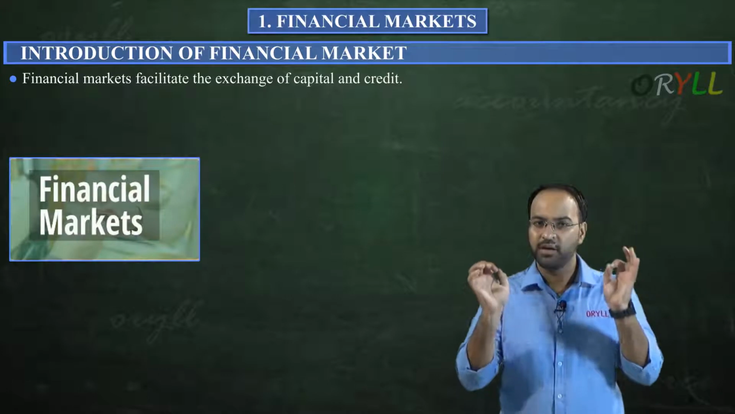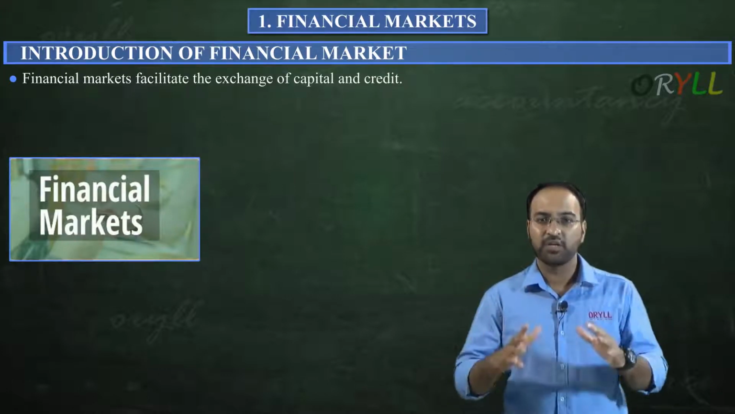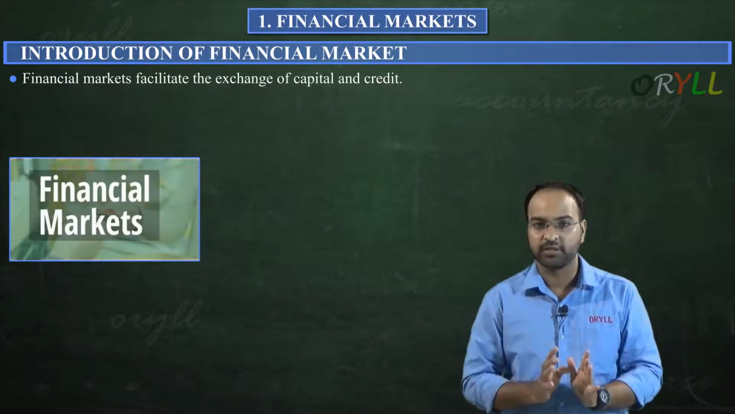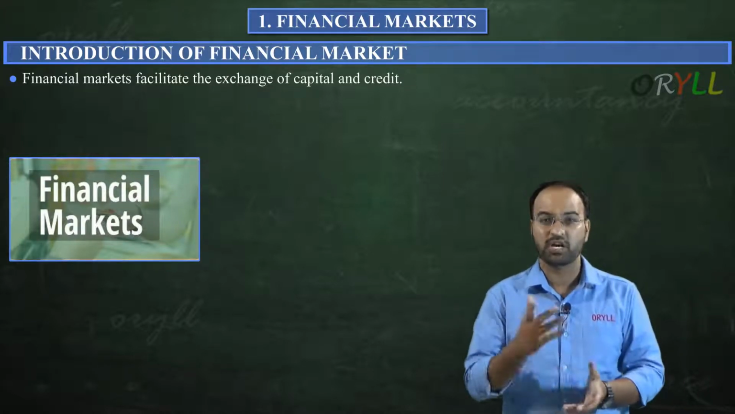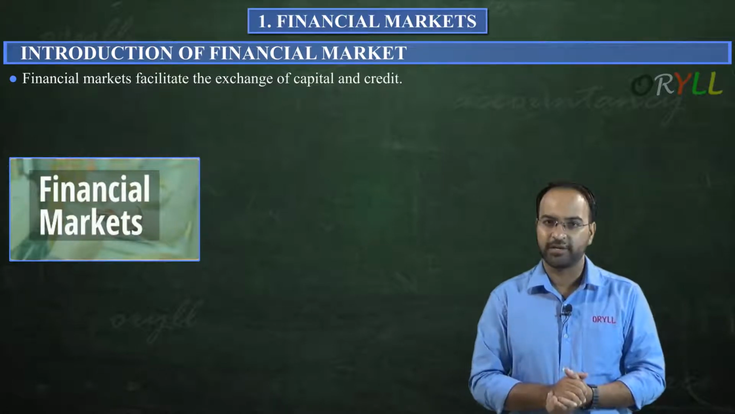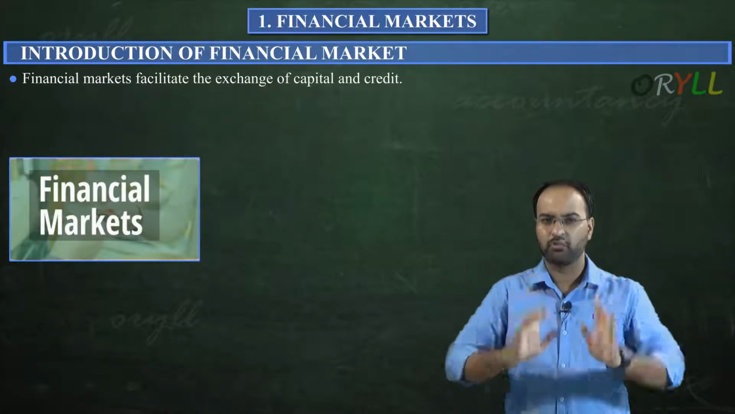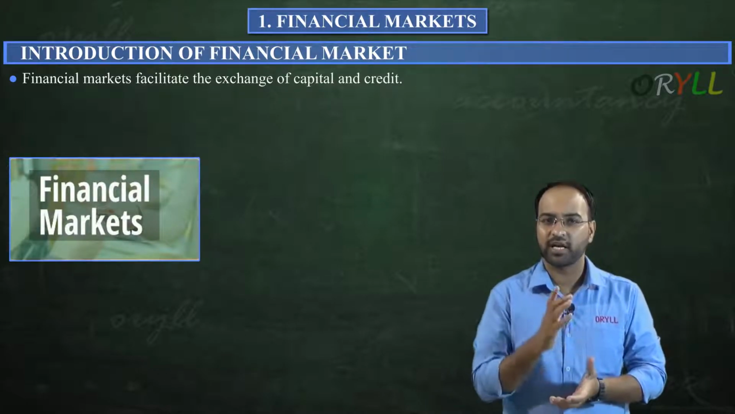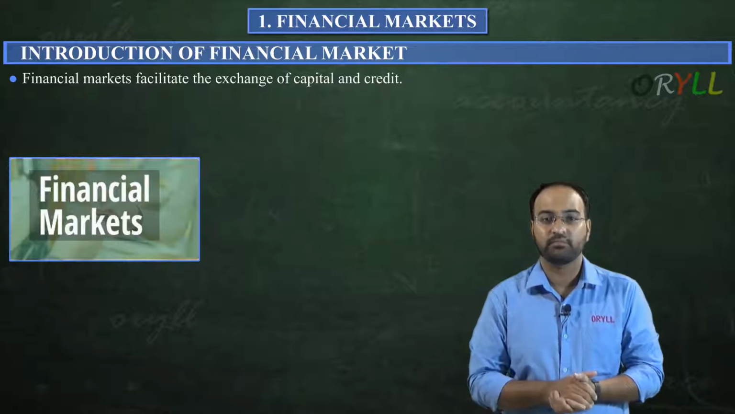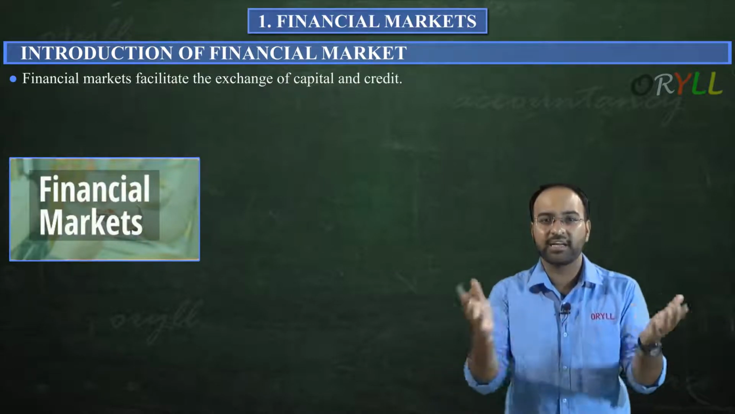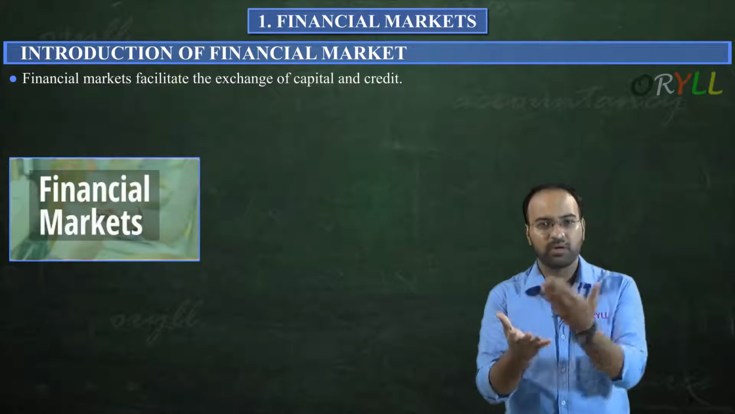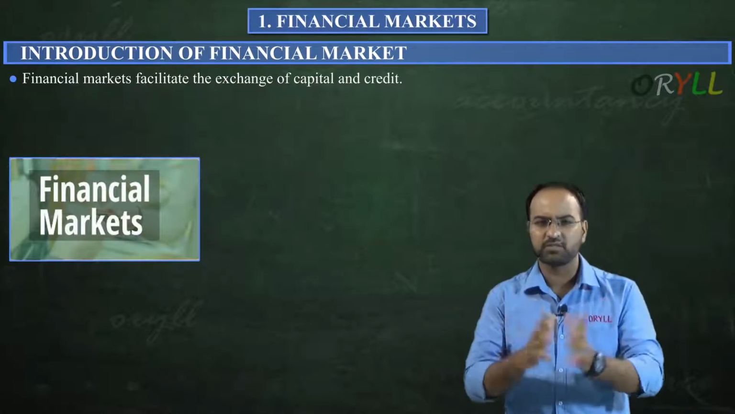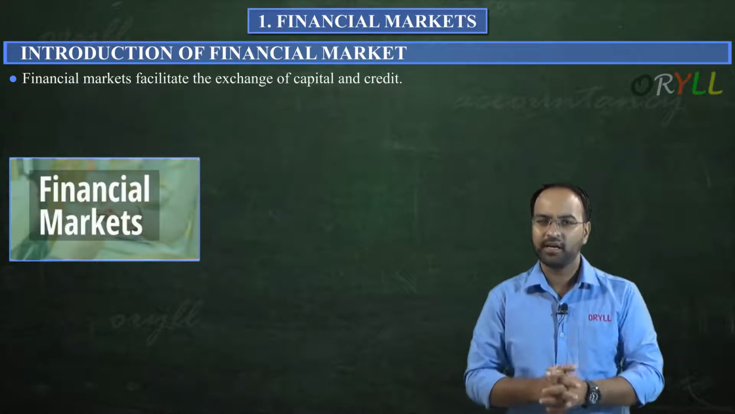So, remember, financial market is a market which deals with the purchase and sale of financial products such as shares, debentures, bonds, commercial paper, bills of exchange, etc. See how they are giving it in your book. Here they are saying, financial market facilitates the exchange of credit and capital. Credit and capital mean the same thing, nothing but bills of exchange, shares, debentures, bonds, commercial paper. All this comes under capital and credit.